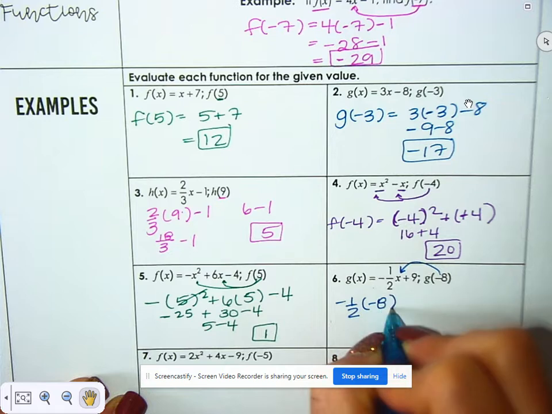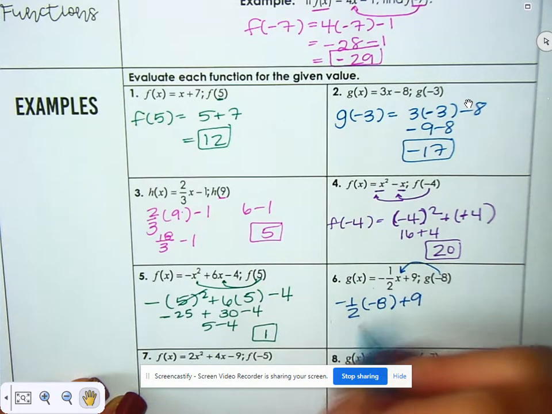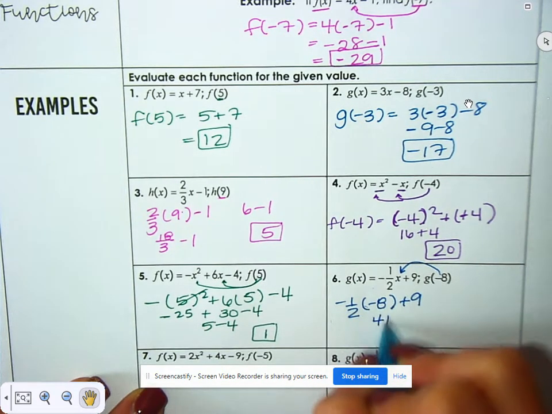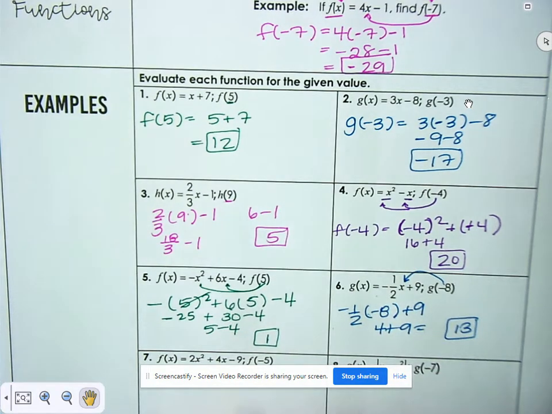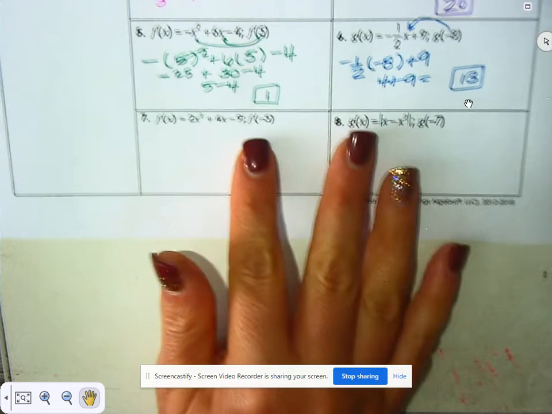All right, negative 1/2 times negative 8 plus 9. Half of 8 is 4. Two negatives make a positive, so 4 plus 9 is 13. Okay, fancy substitution. That's all it is.